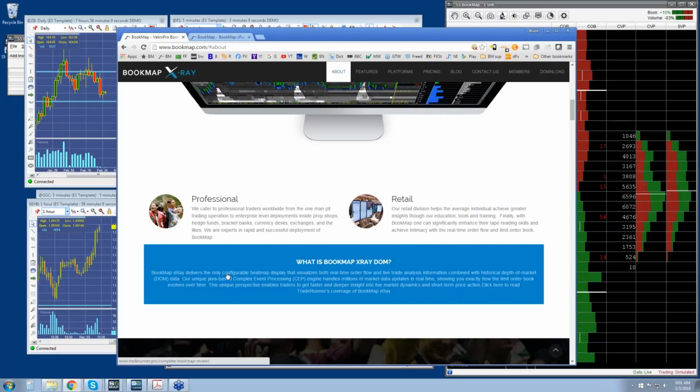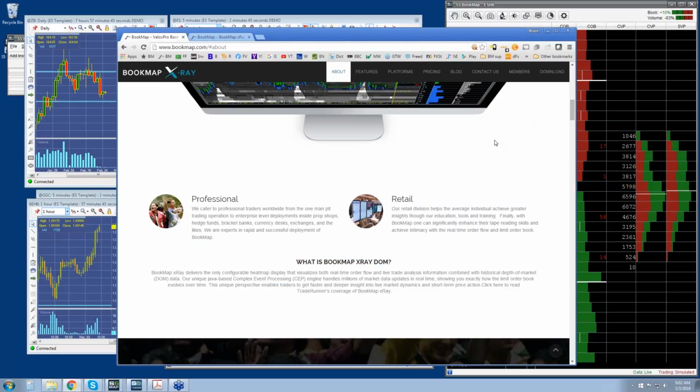So basically, we are able to handle through our complex event processor millions of data points, and we're able to display that depth of market historically. And this is the unique aspect of BookMap. We're showing you every single event that took place in the market, and that's about as objective as you can get. So very, very powerful software.